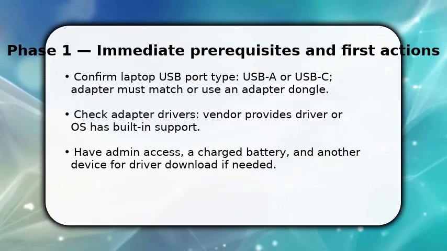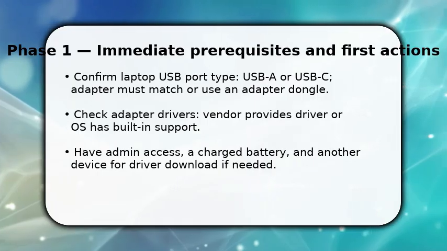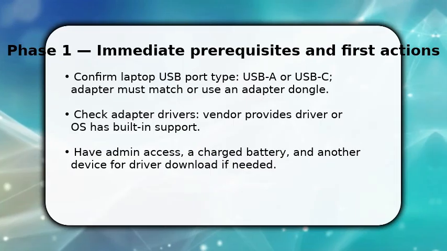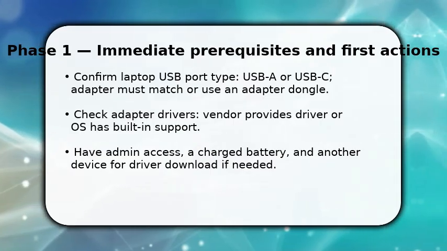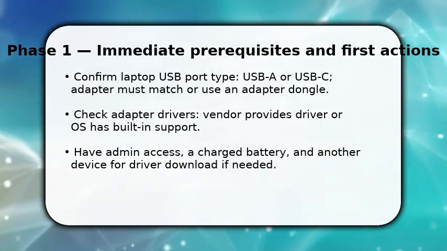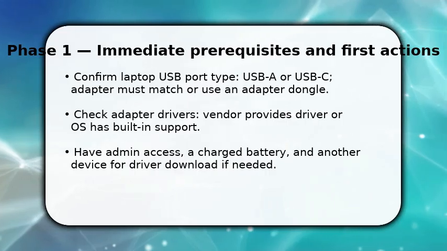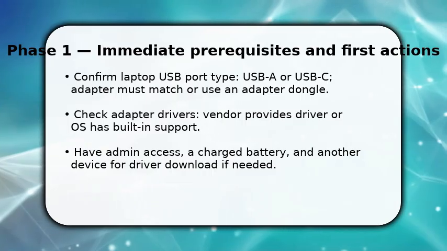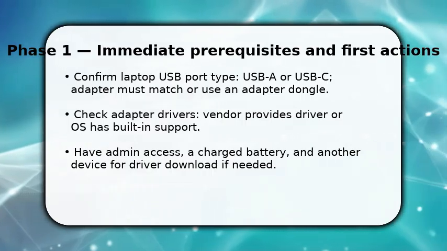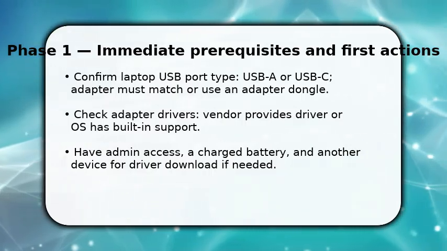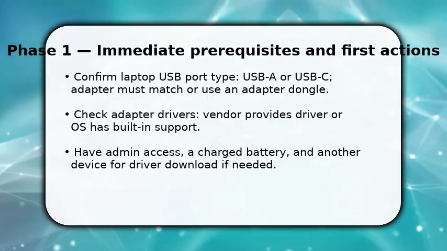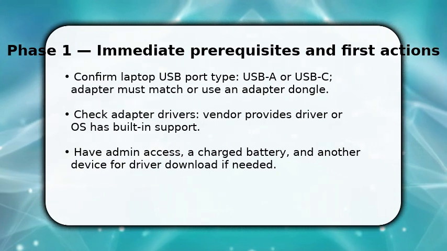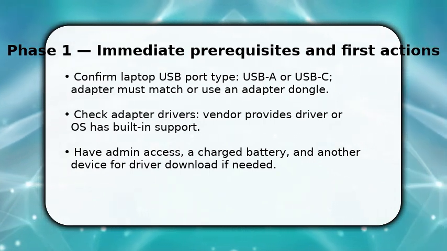You start by plugging the USB network adapter into the laptop. Choose the correct port, and if required, a USB-C to USB-A dongle. Once connected, make sure Windows or macOS recognizes a new device and a prompt appears. If not, install vendor drivers from the manufacturer or download them on another phone, then transfer via USB. You do this because drivers expose the network interface to the OS, enabling DHCP or static addressing. Without drivers, the adapter won't function.